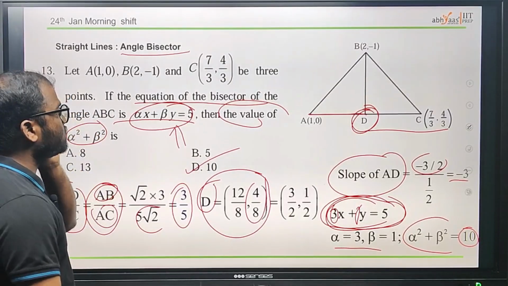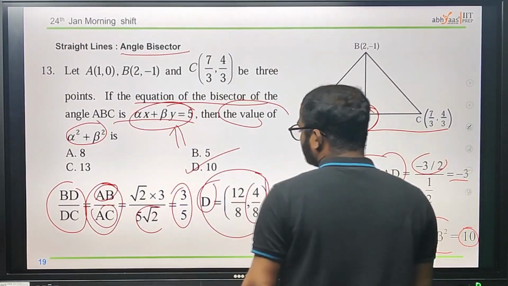In this question, they just gave 3 points and the equation of the bisector. By using the equation of the bisector, you can solve this one.